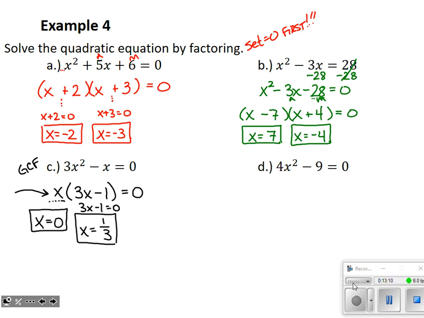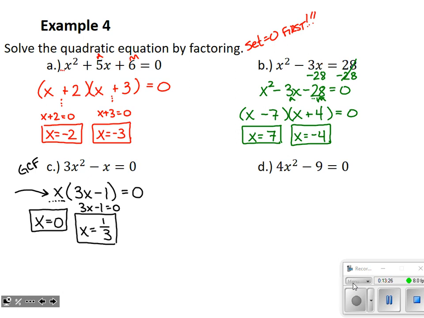Realize that when you use the GCF method, x equals 0 will be a solution as long as there is a loose x out front. So if we can see factors out there even if they're not part of parentheses as well. Remember, they're still part of that multiplication.